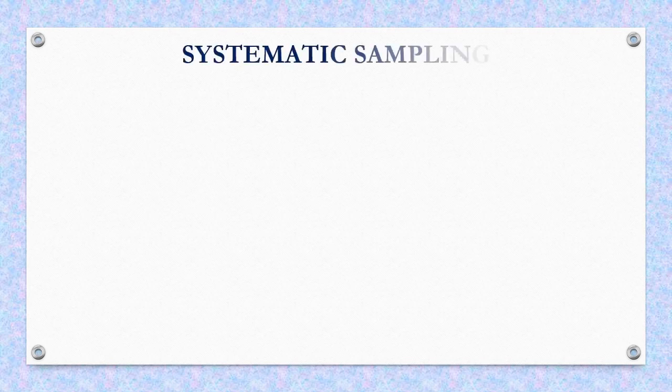Let's start with systematic sampling. This is the third and last method of sampling according to our syllabus of 11th, chapter number 7. That means this will be the last tutorial of this chapter. This was a very short chapter, only theory was there. So with this tutorial, I will end chapter number 7.